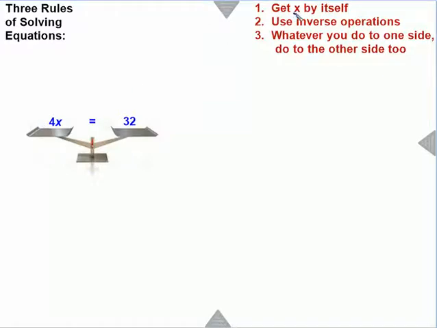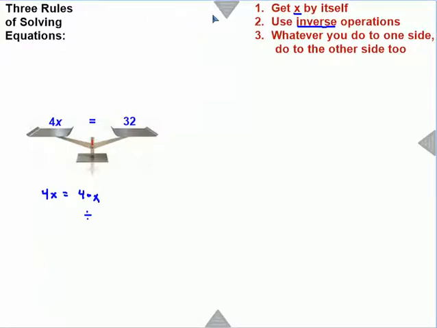First, we'll get x all by itself. To do that, we'll use inverse operations. And when we're done, whatever you do to one side, you have to do to the other. Now, looking at 4x. 4x is the same thing as 4 times x. What is the inverse of multiplication? The inverse of multiplication is, of course, division.